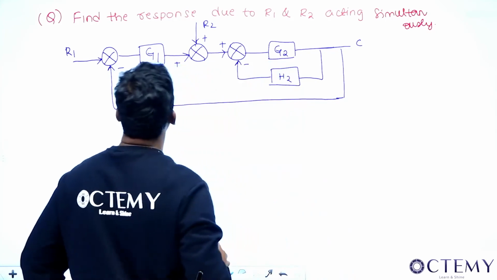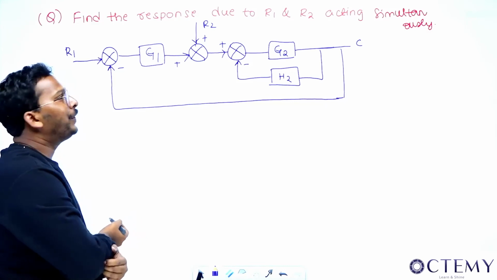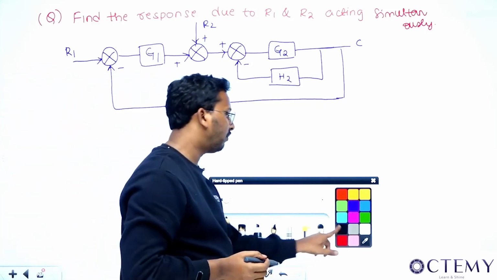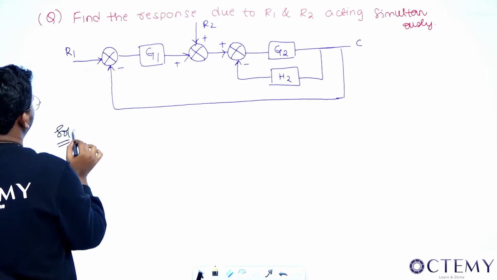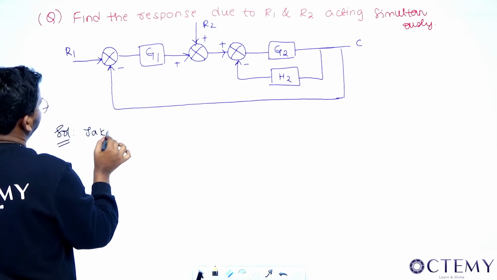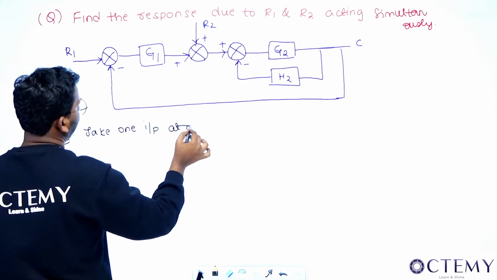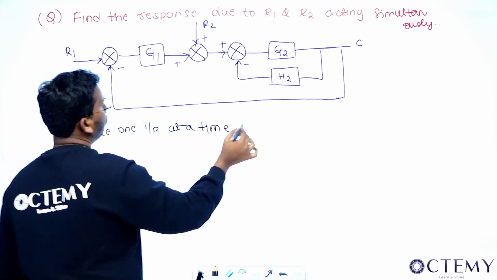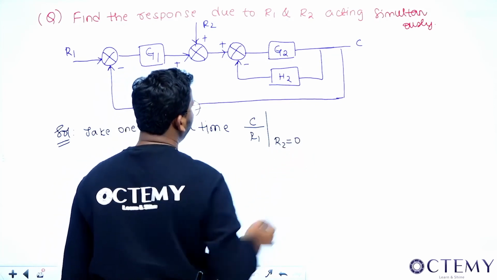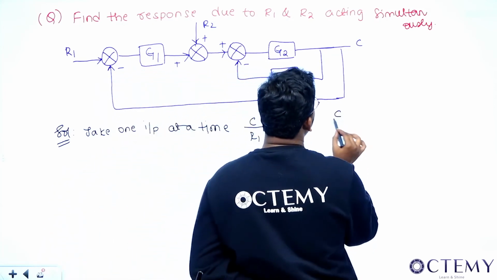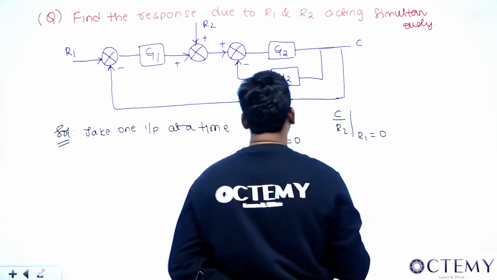So see sir, what will this become now? Whenever you want output due to two inputs acting simultaneously, we have to take one at a time, right? Take one input at a time. Solution is what sir? Take one input at a time. That means what you find? You find C by R1 by keeping R2 equal to 0 and then you find C by R2 by keeping R1 equal to 0. Then final output is what sir?